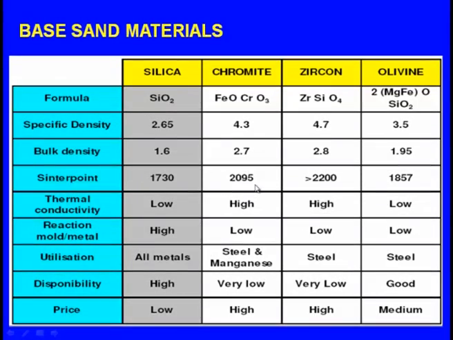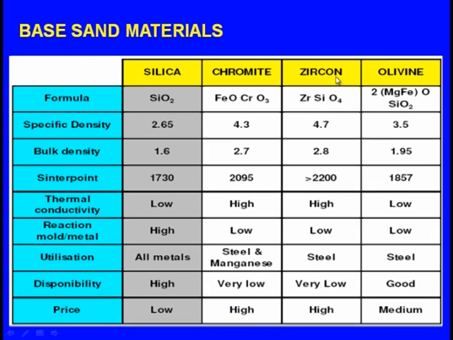Coming to the chromite sand, its chemical formula is FeOCrO3, and this is the specific density, and this is the bulk density, and the sintering point is 2095 degrees centigrade. Thermal conductivity is high, reaction with the molten metal is low, it is used for steel and manganese castings, and it has a higher price.